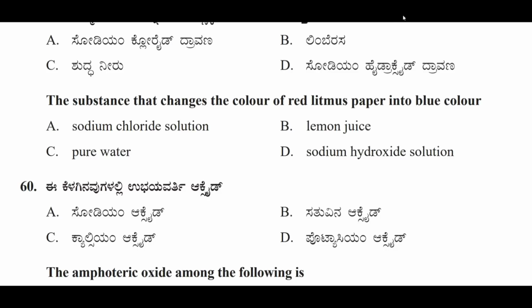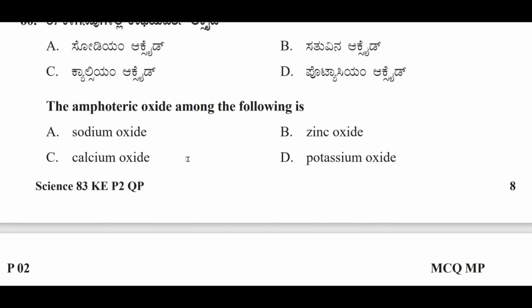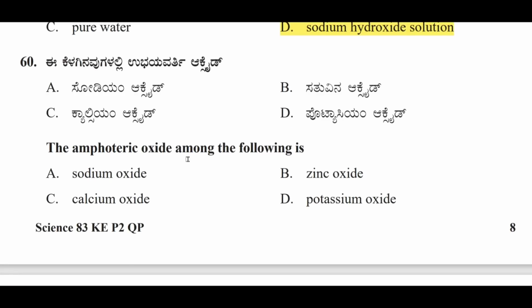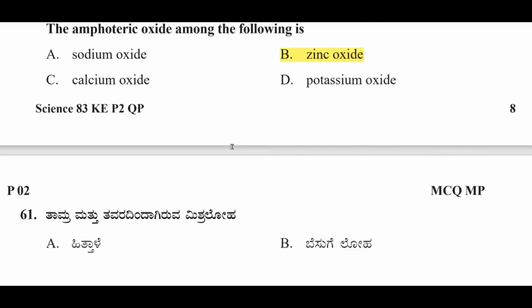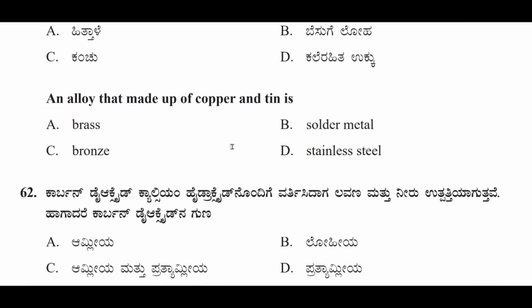The substance that changes color of red litmus paper to blue. Base changes red litmus paper to blue color. Therefore, the base among the following is sodium hydroxide solution. Therefore, the correct answer is option D, sodium hydroxide solution. Next question. The amphoteric oxide among the following is. This has been a repeated question. The answer is zinc oxide.